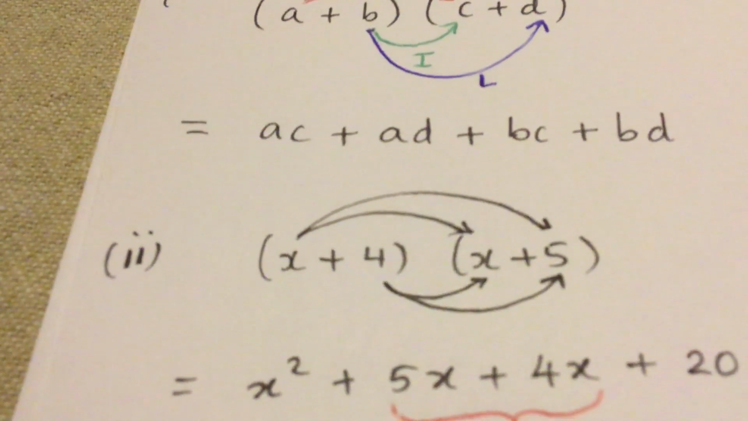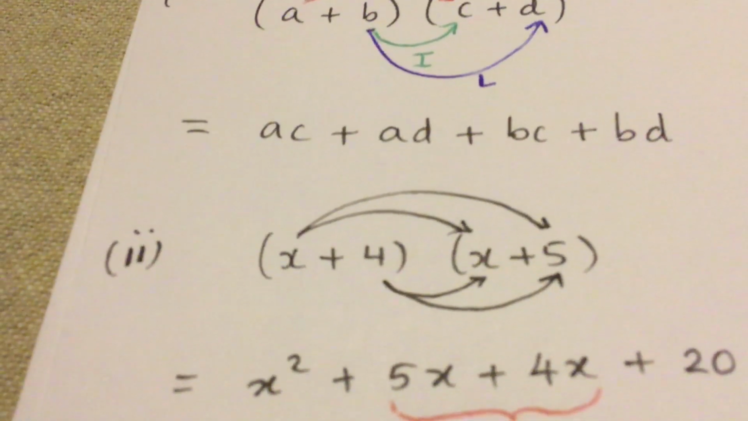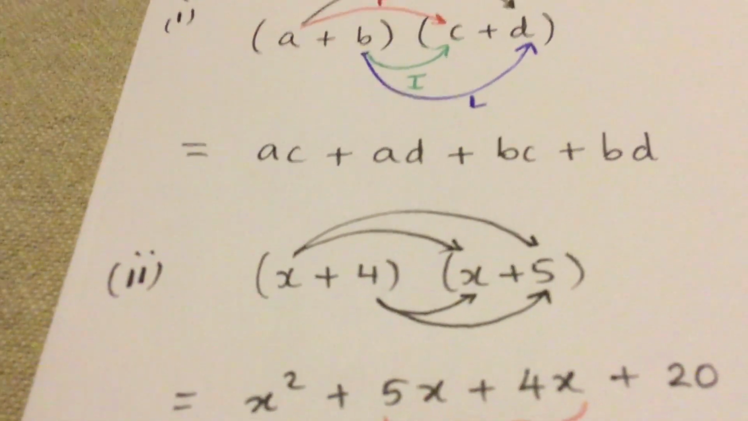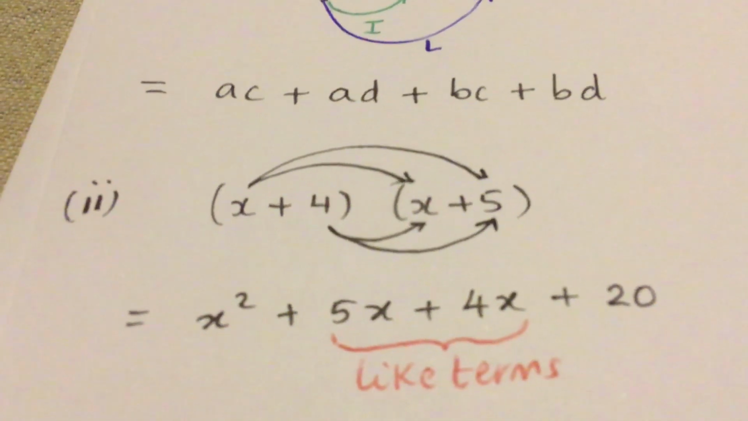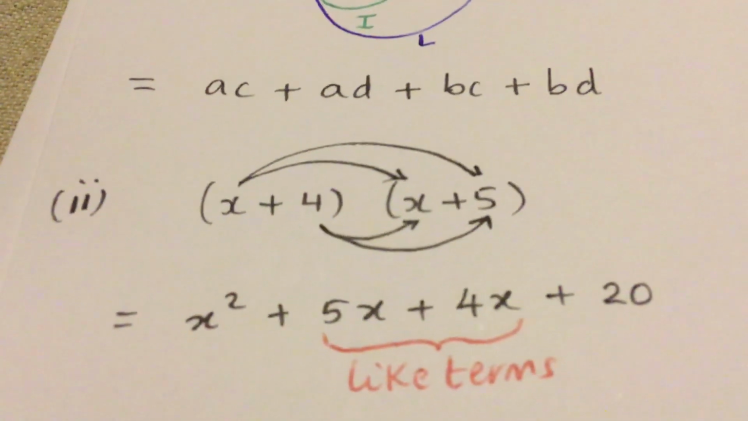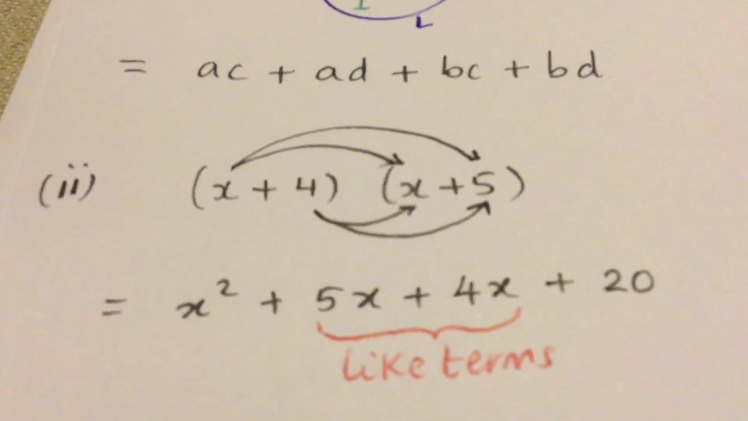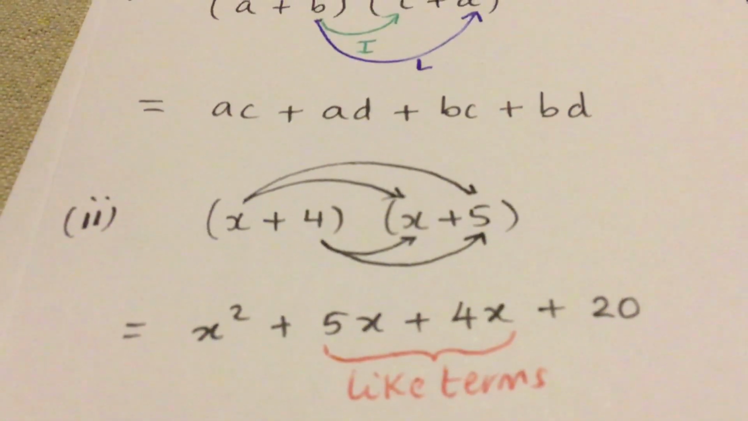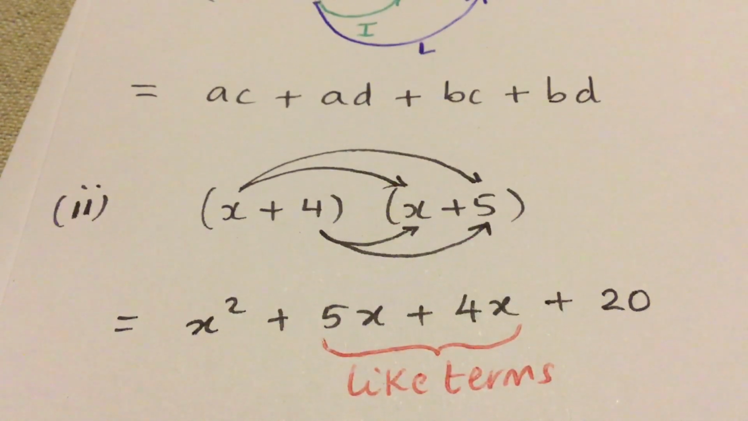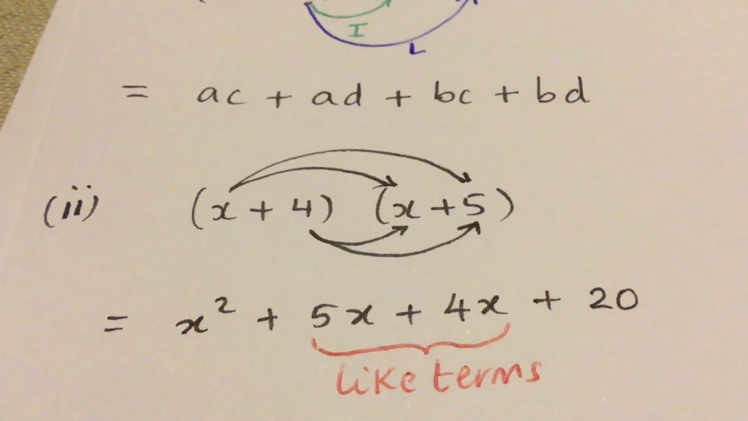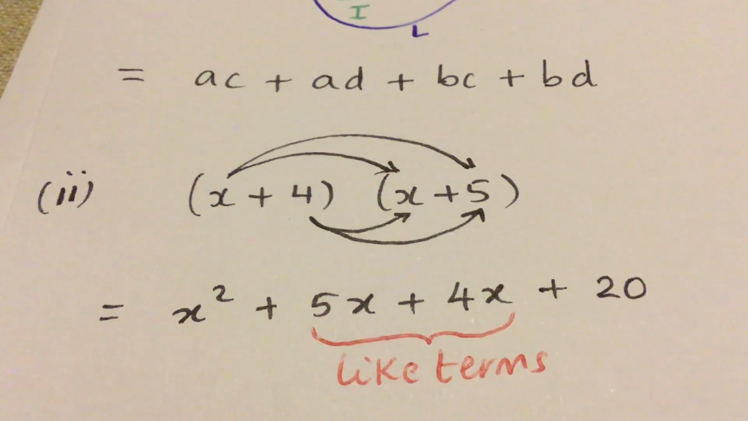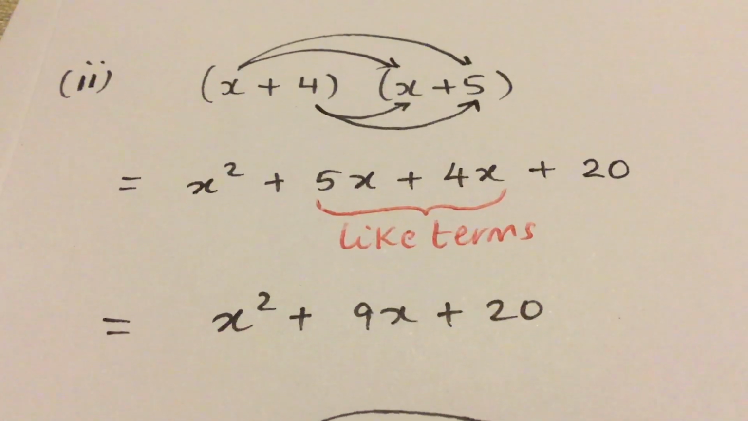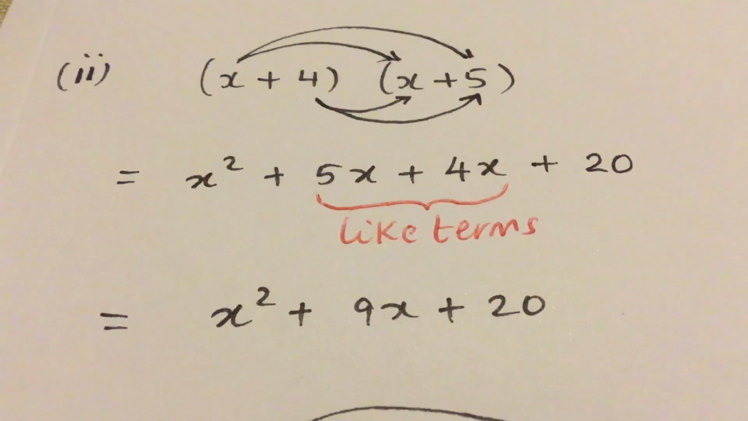The next one will be O, which is the X times 5, which gives you 5X, and the inside will be 4 times X, which will give you 4X, and the last will be 4 times 5, which will give you 20. Now if you do it in that order, it makes your life easier because the like terms will be in the middle. So the second and the third terms in that binomial expansion will be like terms. So 5x plus 4x basically will give you 9x, and now that's the final answer because there's no like terms.